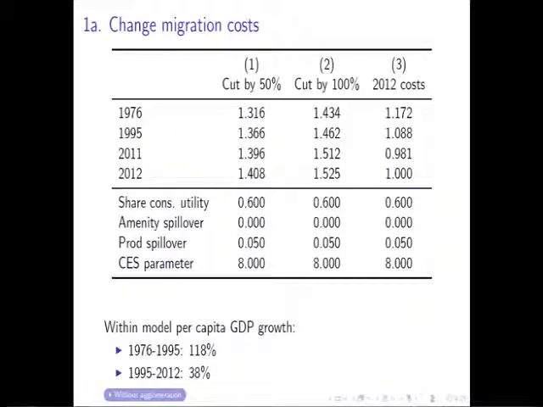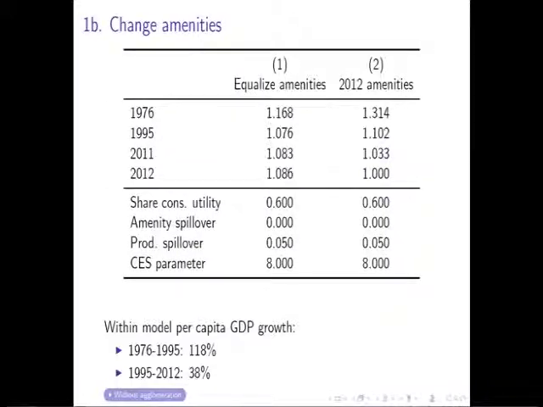These then are looking at amenity changes over time. So if we take 1995 and we say, let's say that the amenity distribution is the same as it is in 2012 in Indonesia, then our model suggests that you improve GDP by 10%. And again, relative to 38%, this is roughly a quarter of how much the GDP actually changed over time.